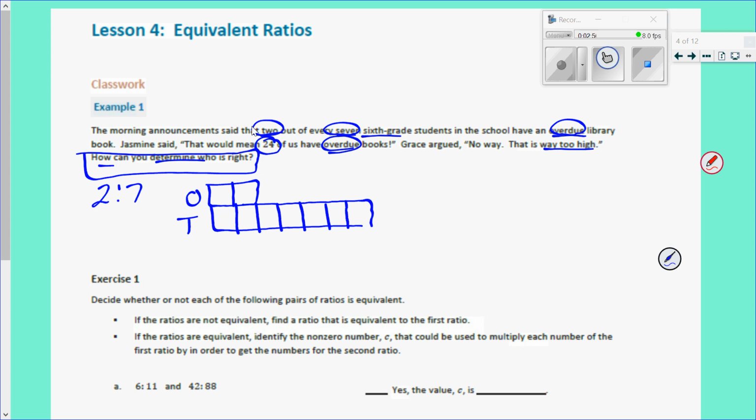Does that help me any? What does that 24 mean for the information that we've been given so far? What do you think? 24 students in total? Is that what it says? 24 total students? What's it say? Overdue books. So can I use that information with what else they've given me?